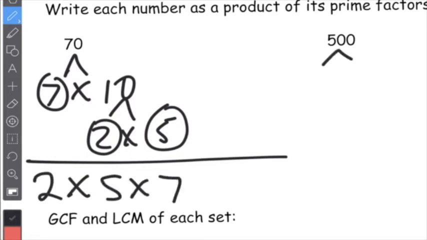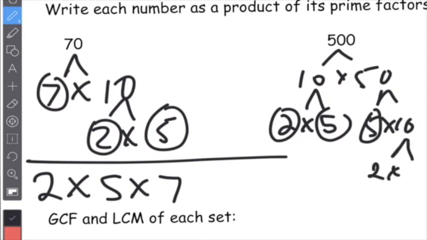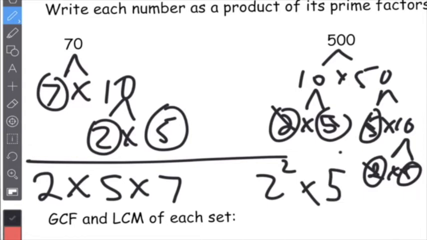500, I could do 10 times 50. 10 is 2 times 5. I'm going to circle them. 50 is 5 times 10. Circle the 5. And 10 is 2 times 5. Now for this one, I look at the 2s, I see 1, 2, so it's 2 squared, times 1, 2, 3, three 5s, so it's 5 cubed. So it's 2 squared times 5 cubed.